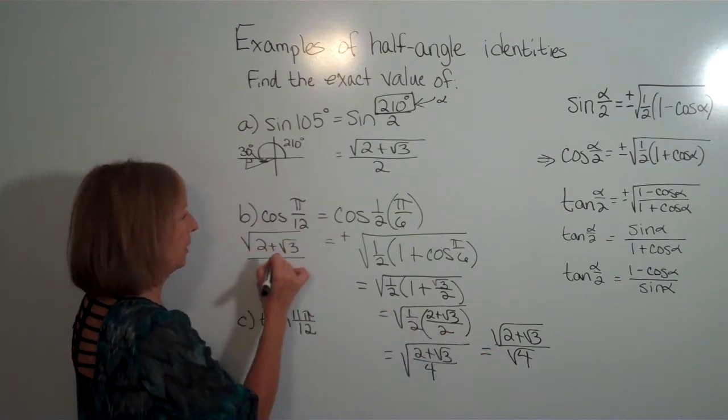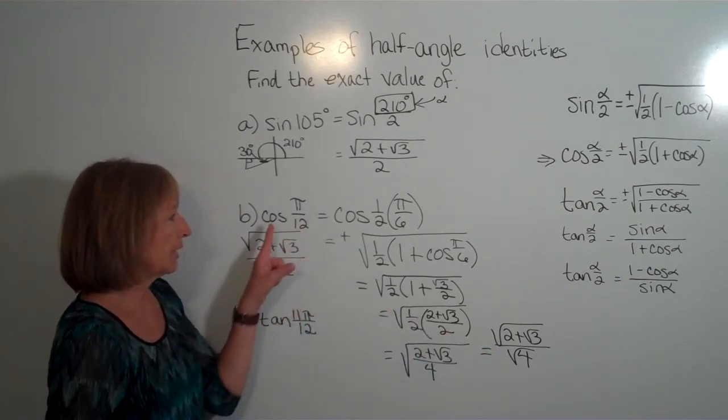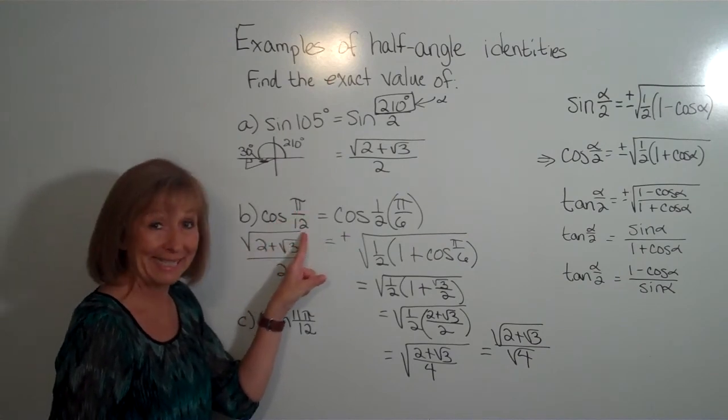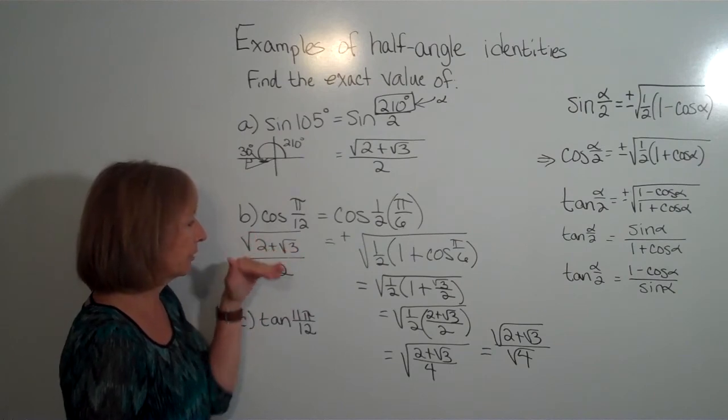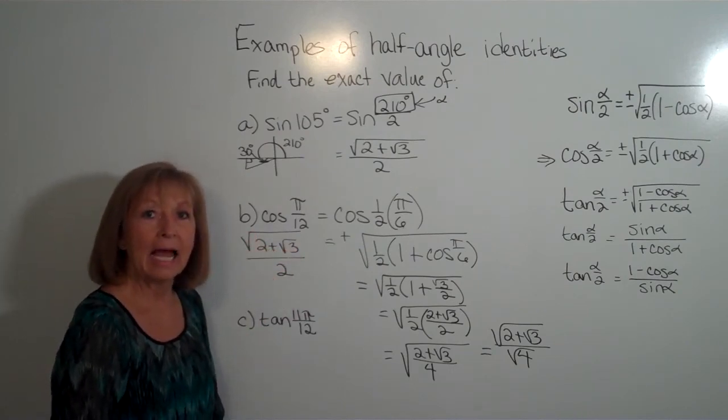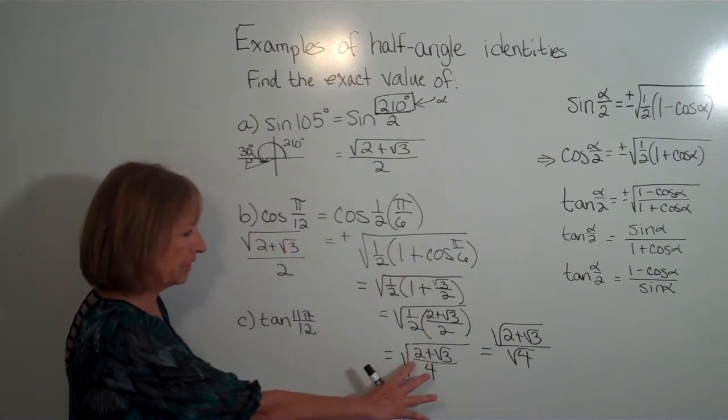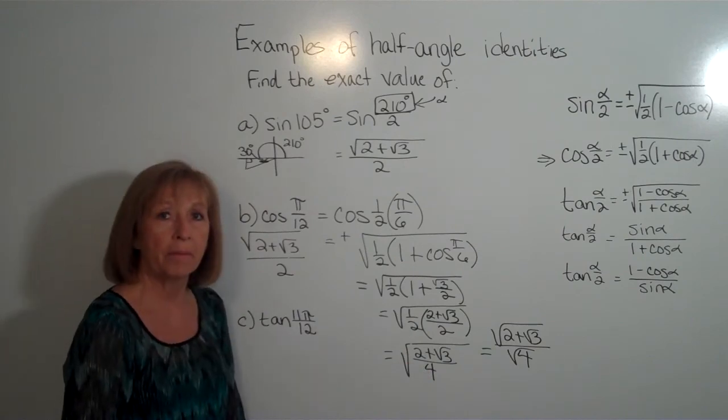But the square root of 4 is 2. So I get the cosine of pi over 12 in its exact form is the square root of 2 plus the square root of 3 all over 2. Now we'll go and remove this part to make room to do part C.